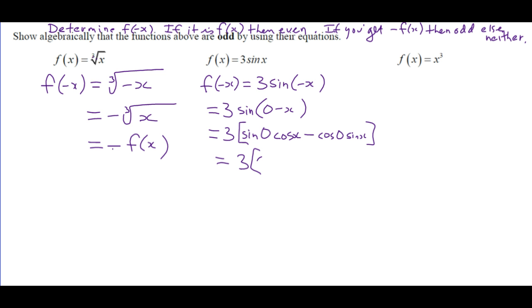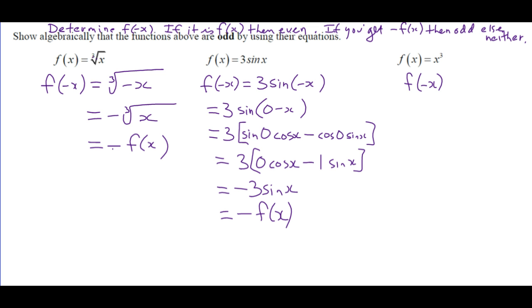Okay, the sine of 0 is 0, so that's 0 cos x minus the cosine of 0 is 1, so that's 1 sine x. So this is 3 times negative 1 sine x, or negative 3 sine x. But sine x is f of x, so f of negative x is equal to the negative of f of x. That's odd.